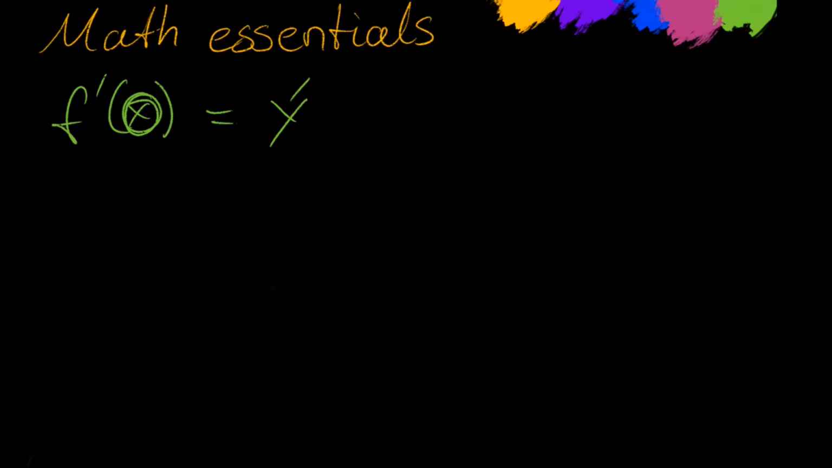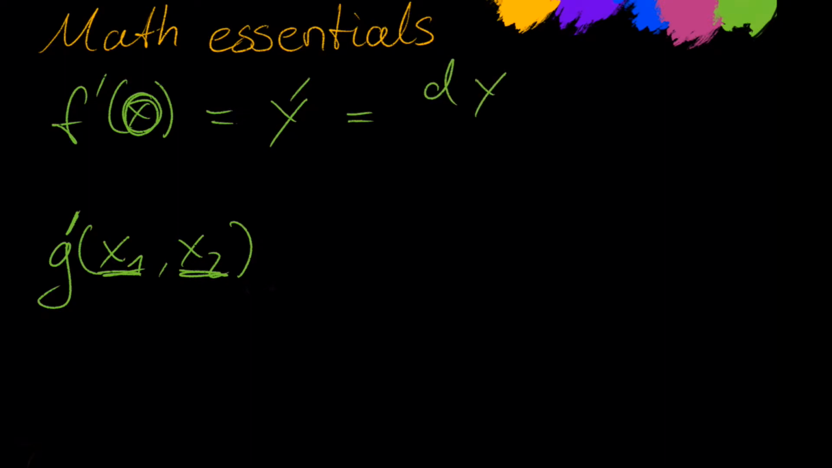But if we're dealing with multiple variables, which is certainly the case for neural networks, so for example, we have the function g of x1 and x2, then the prime does not tell us whether we should take the derivative with respect to x1 or x2. To solve this issue, we switch to the Leibniz notation, where we explicitly denote which variable we derive by. And so we write d, then our function, and then dx, the variable we derive by.